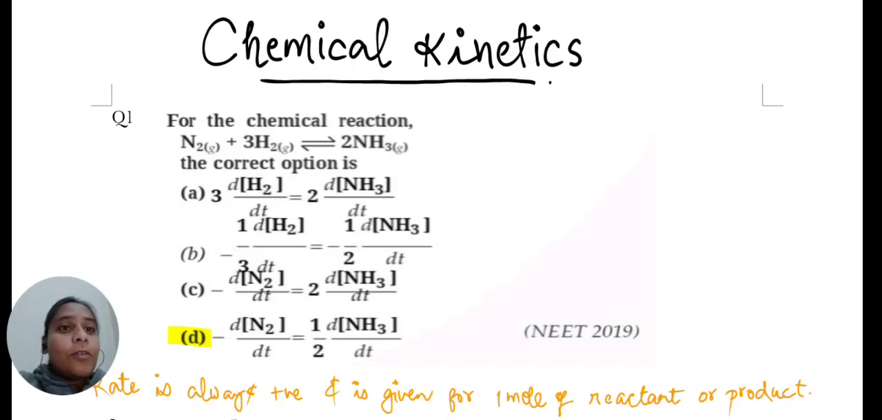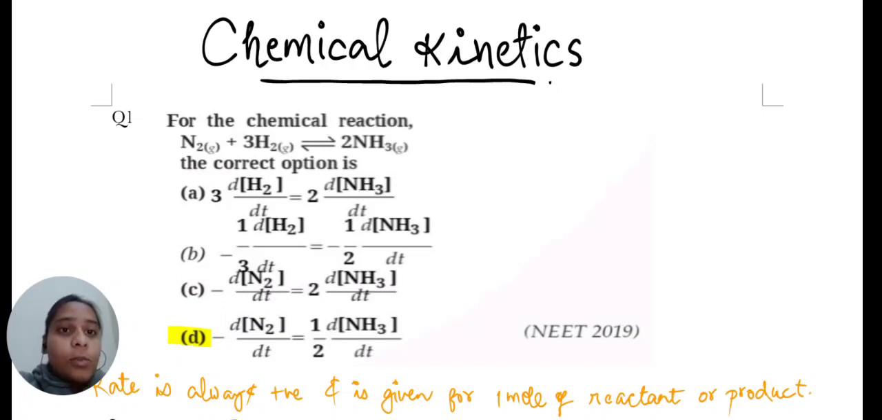In this video, we will be discussing chemical kinetics, a chapter from chemistry class 12th. Some important questions we will be discussing in this video. The first question goes as: for a chemical reaction, N2 plus 3H2 gives 2 NH3, the correct option is.